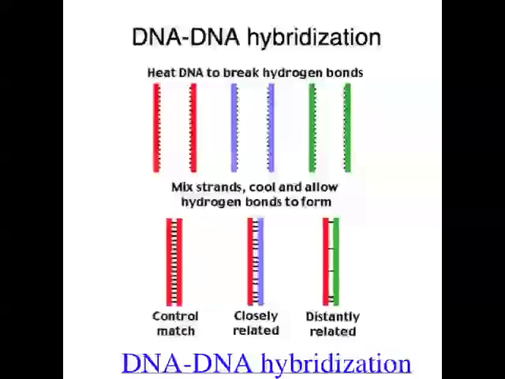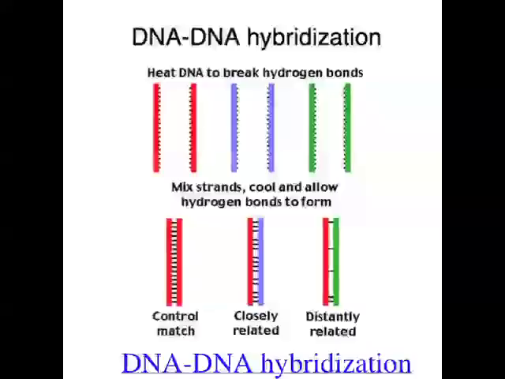Another way to compare the DNA of different species to each other is simply to sequence it. So figure out the exact order of the A's, T's, C's and G's of different species for similar stretches of DNA or similar genes. And then by comparing the sequences of genes from different species, you can establish the evolutionary relationship of those species to each other.